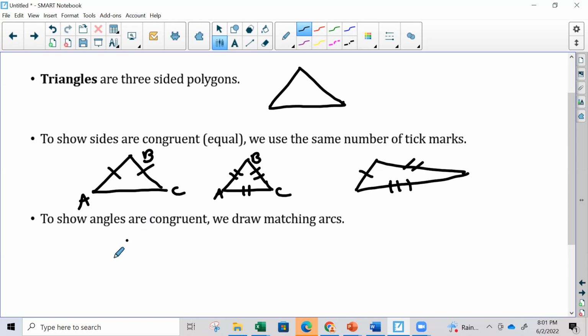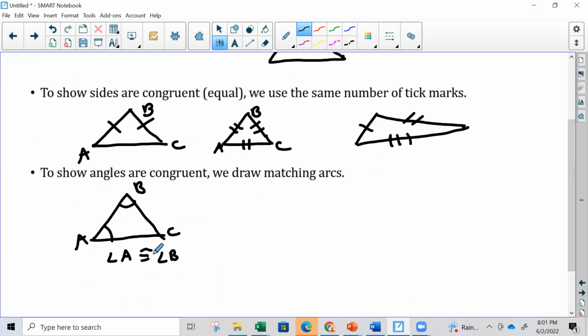To show that angles are congruent, we use arcs. So if I wanted to show angle A and B are equal, I would put the same number of arcs on it. When we say congruent, we put an equal sign with a little tilde on top of it. That means they're congruent, which again means they have equal measures. Okay, so if I do another triangle, if I want to show that A and C are equal, I could do an arc and then put a tick mark in it. As long as they have the same markings in the angle, that shows those 2 angles are congruent.